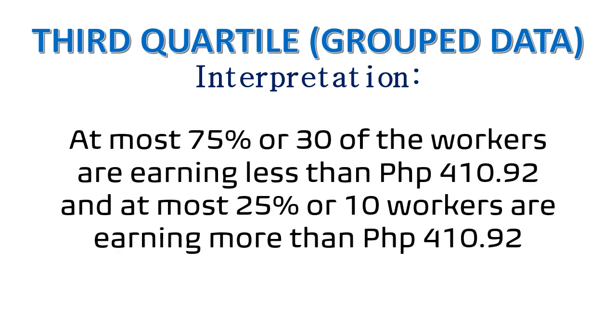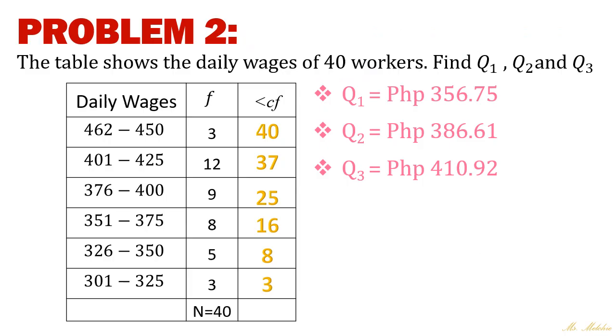For our interpretation of the third quartile that we got a while ago, at most 75% or 30 workers are earning less than 410.92, and we can say that at most 25% or 10 workers are earning more than 410.92. Okay, so this is our final answer for all the quartiles that we got a while ago.